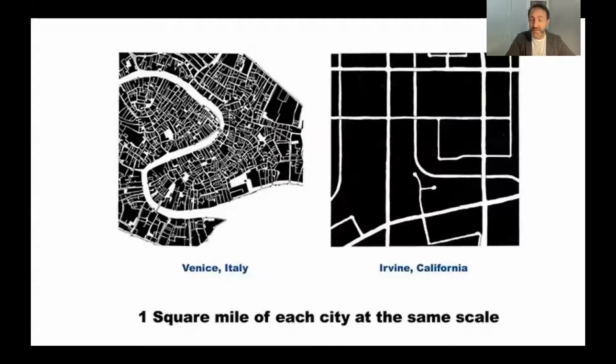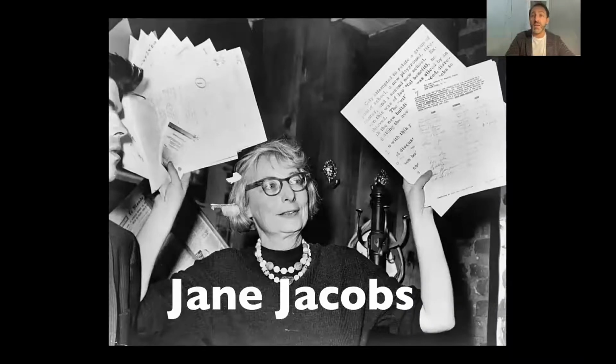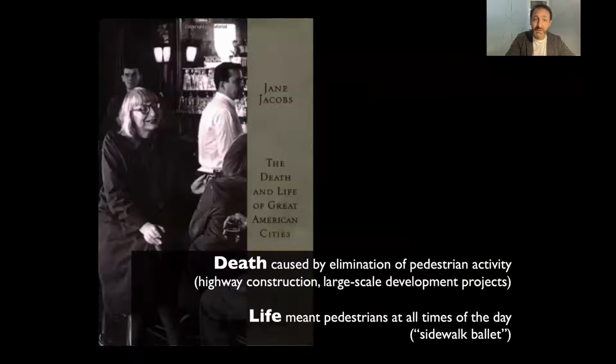Here is an example between Venice and Irvine, very different types of blocks. And that contributes to very different pedestrian activity. Jane Jacobs theorized the elements that actually make a city great and create pedestrian activity. In her book, The Death and Life of Great American Cities, she theorized what are the elements that create death, caused by elimination of pedestrian activity, highway construction, large-scale developments, and what creates life for pedestrian activity, for all the times of the day.